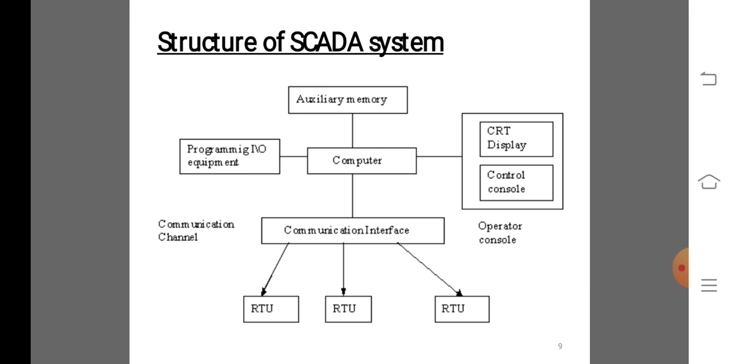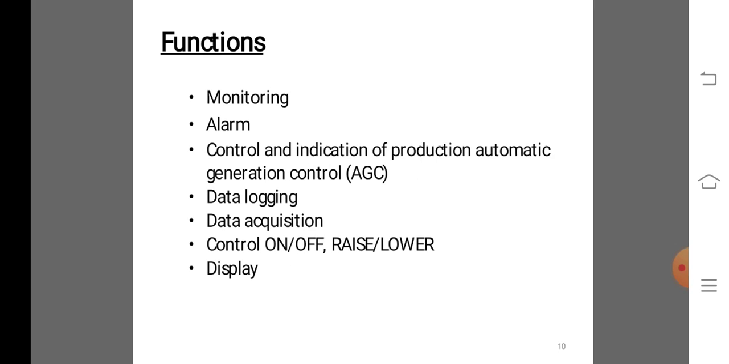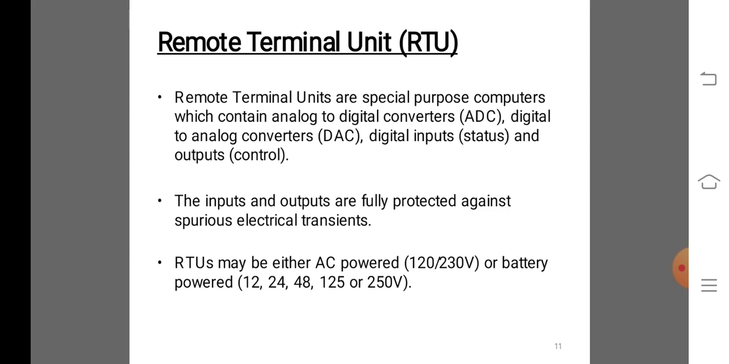The structure of SCADA system is given in the explanation of the above slide. It contains auxiliary memory, computer programming, input and output equipment, communication interface, CRT display, control console, and RTUs, different kinds of RTUs. This is the remote terminal unit. With respect to a supervisory control and data acquisition system, it responds at the level of a process controlling unit. This is a remote terminal unit.